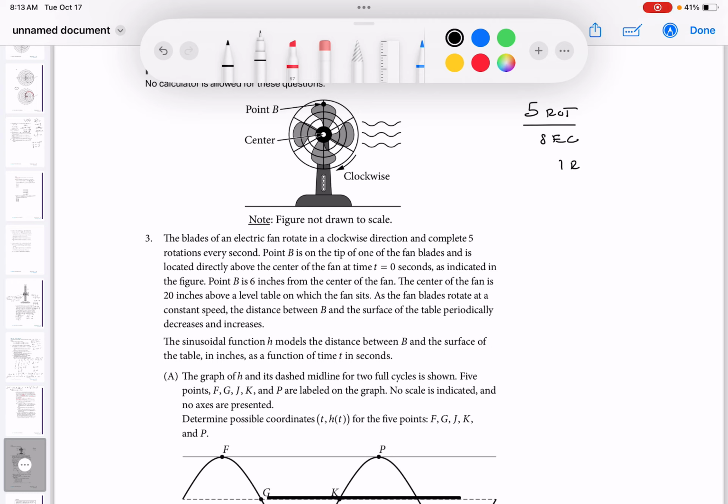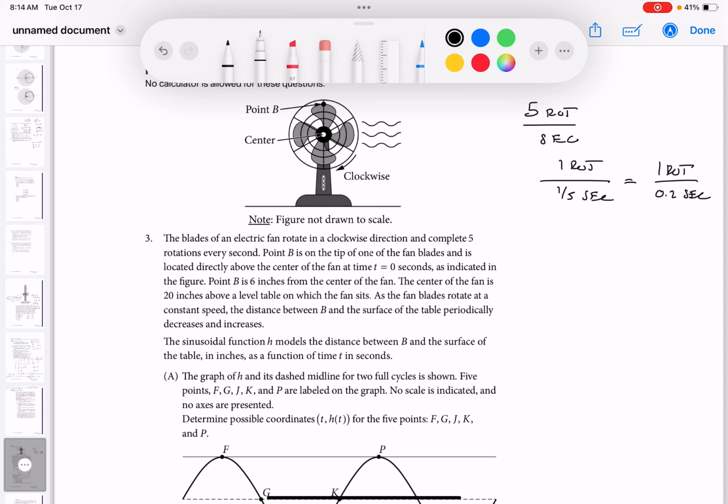One rotation would occur in 1/5 of a second. All right? So one rotation would occur, well, 1/5 is going to be, let's see, that's 2/10, so 0.2 then, right? 0.2 seconds. All right? So I kind of understand that. It says point B is the tip of the fan. I do see that. All right?